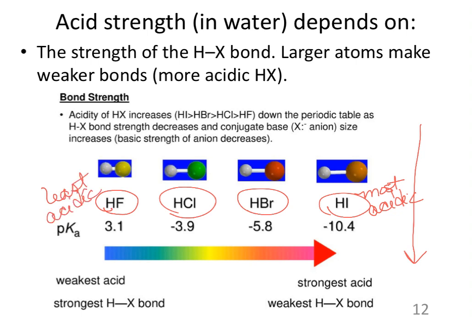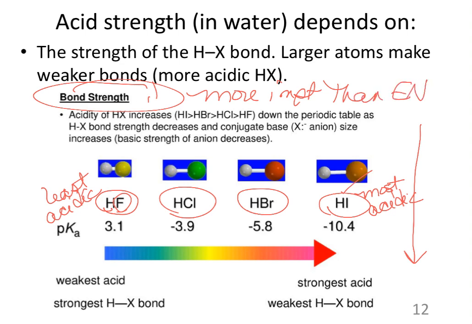I know that's got to be counterintuitive to you because you're like, wait a minute, fluorine's the most electronegative atom. Why isn't that making it more acidic than hydrogen iodide? Because there is a second factor that is actually more important than electronegativity, and that is bond strength. Okay? That is more important than electronegativity.